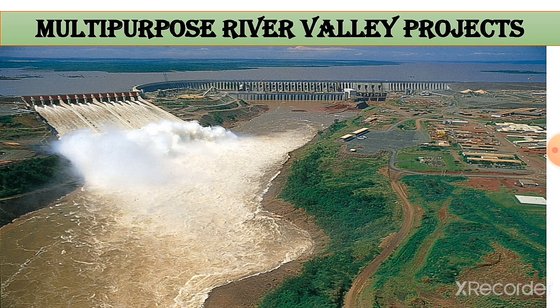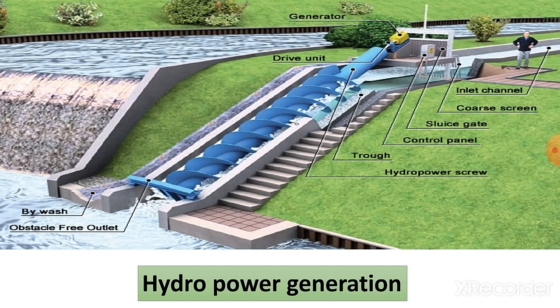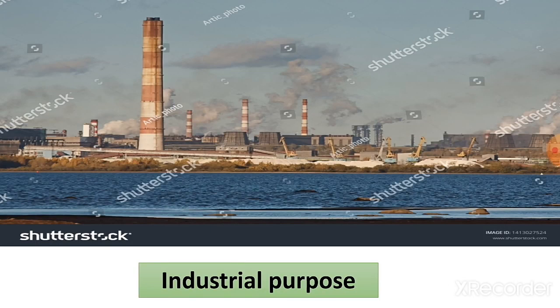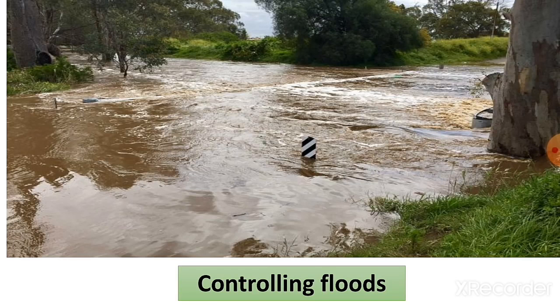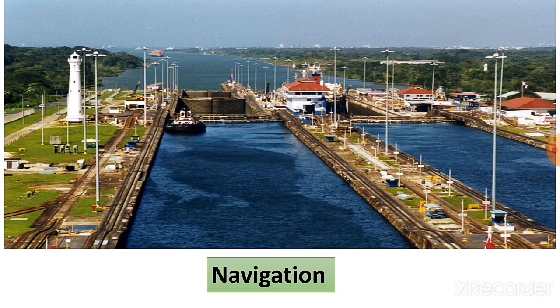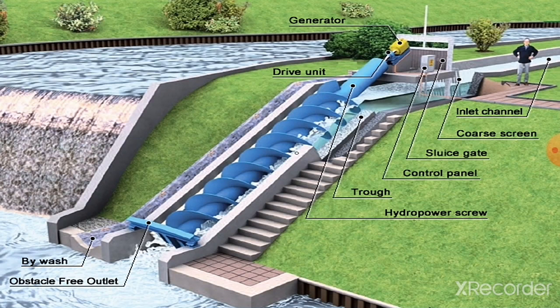The various purposes a dam serves are irrigation, hydropower generation, water supply for drinking and industrial purposes, controlling floods, development of fisheries, navigation, etc. Generally, the majority of multipurpose projects are a combination of irrigation and hydropower, which are the major aims of the project.